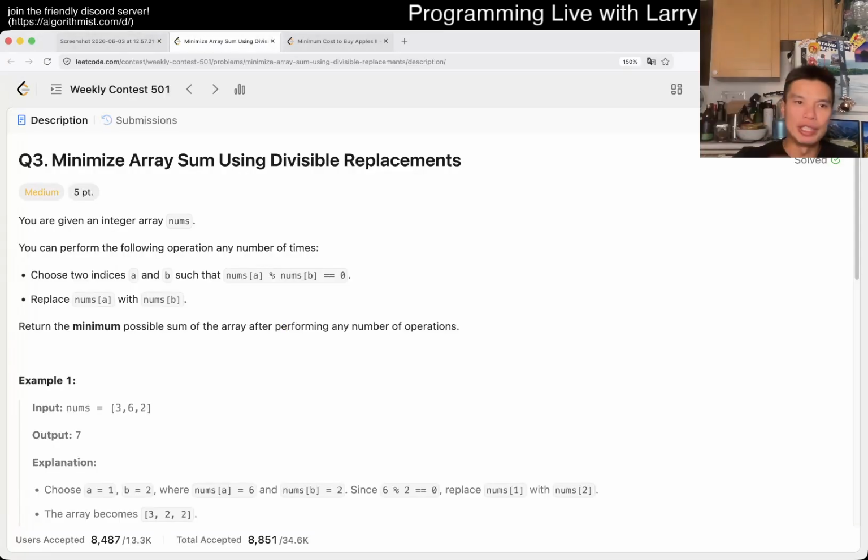This week on Q3 of the weekly contest 501. Minimize array sum using divisible replacements.